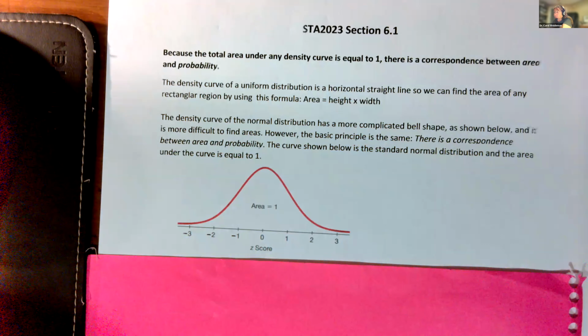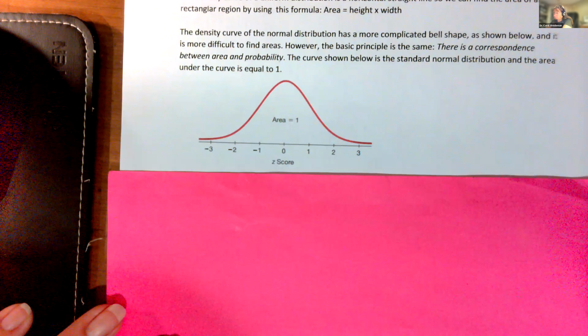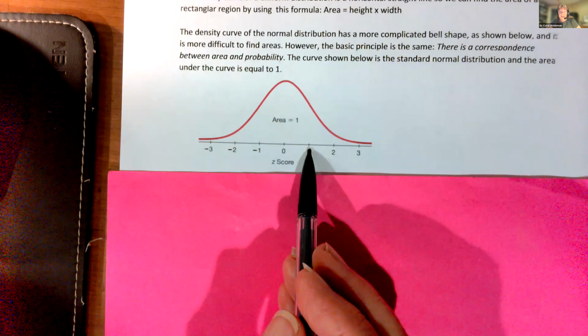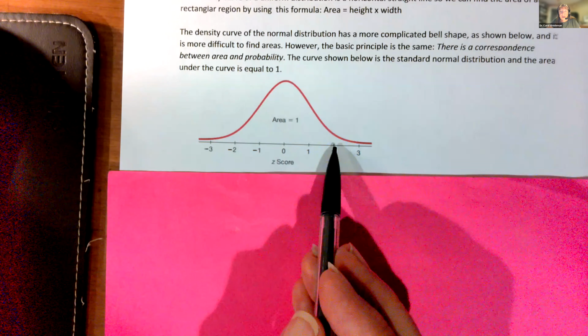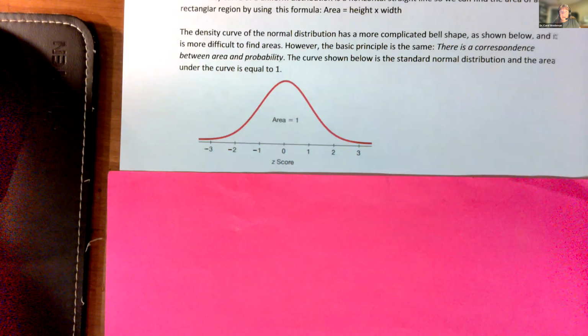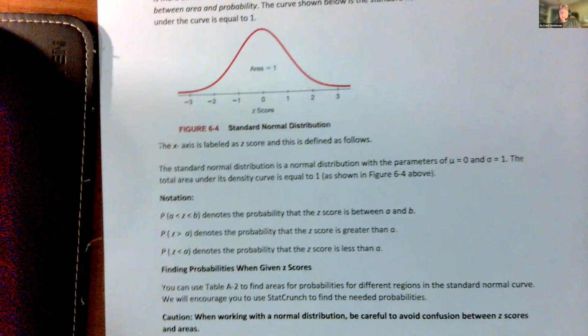So let's just take a look. There's a nice standard normal for you. The area under the curve is 1. It's centered at 0. It has a standard deviation of 1. So if we go 1 standard deviation here, 2, 3, and 1 below here, 1, 2, 3. It's called a standard normal distribution. Again, mean is 0, standard deviation is 1.